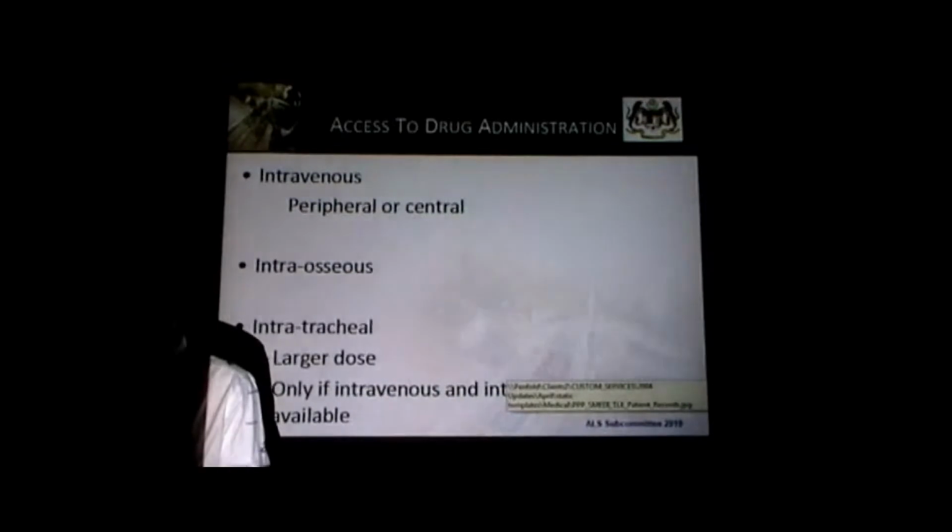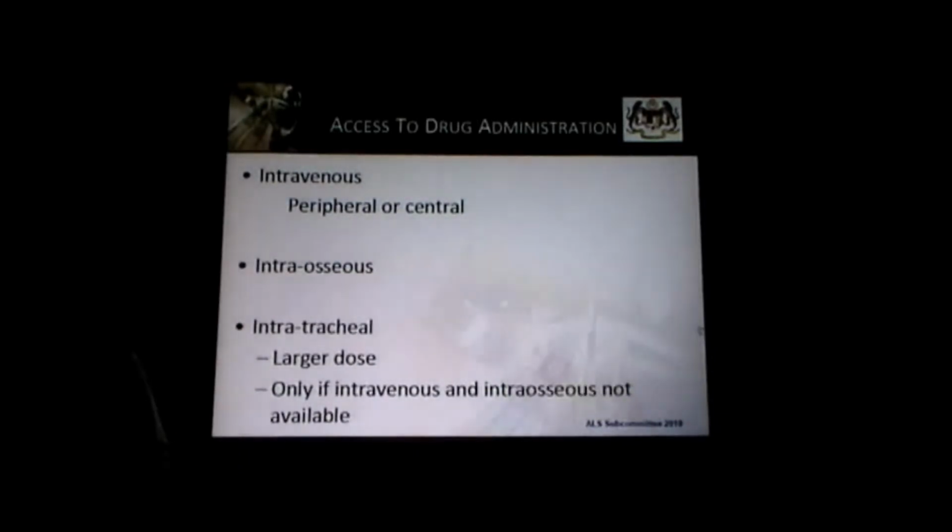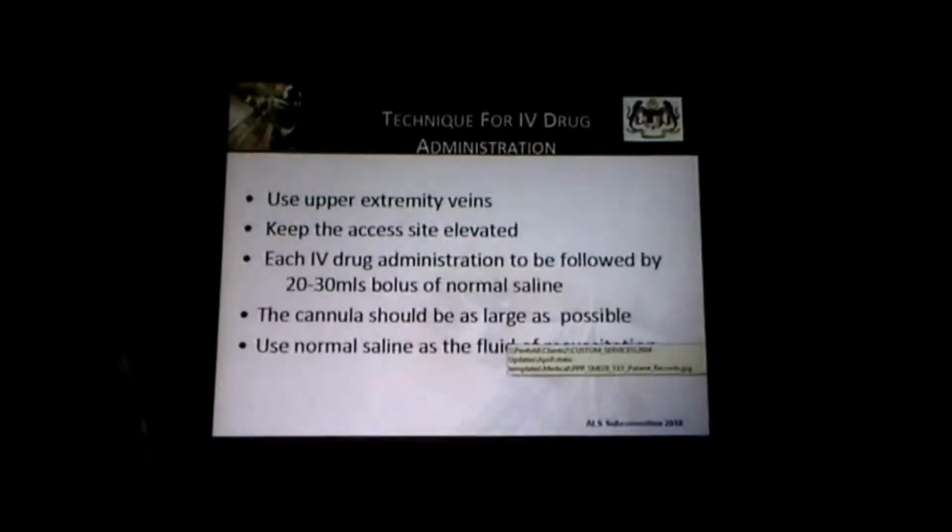Okay, if you can't get intravenous access, you can give intraosseous, even in adults. If the patient is intubated and you do not have lines, then you can give via the intratracheal route.